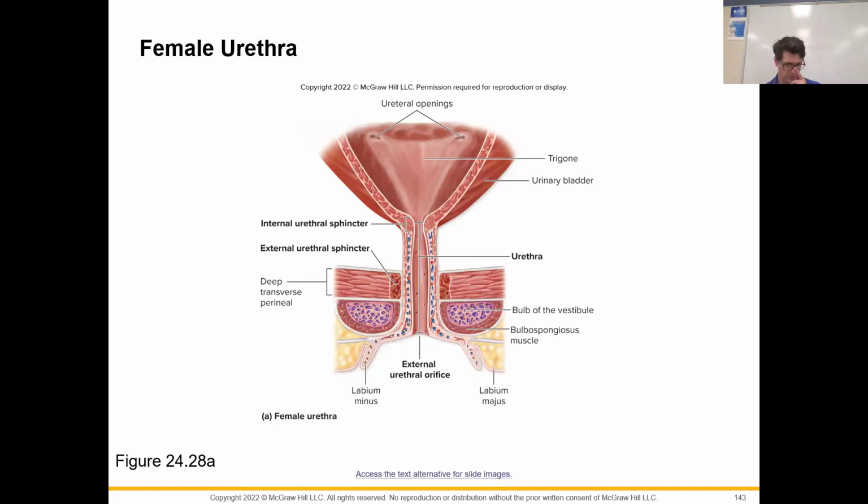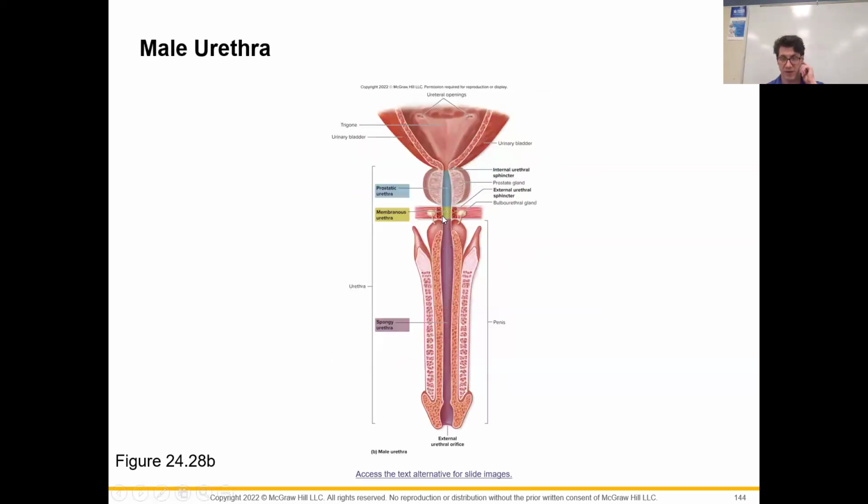Okay. Now, this is in females where we have a short urethra from the bladder out through the external urethral orifice, at which point it will pass by some of the external genitalia and things like that. That is going to be a little different than in the male urethra. The male urethra is much larger. It's going to pass through several other structures before we get to that external urethral sphincter, which is here. Namely, it's going to pass through our prostate.